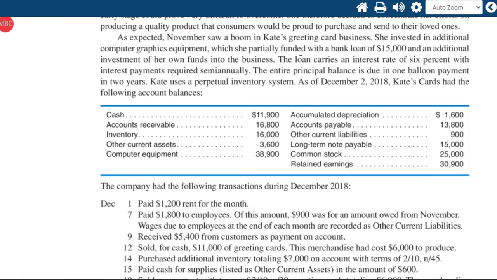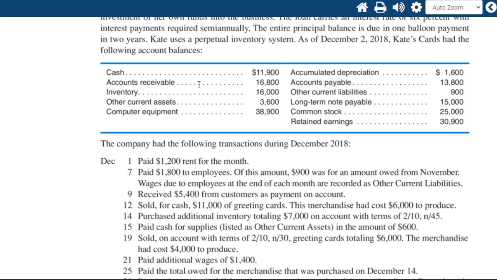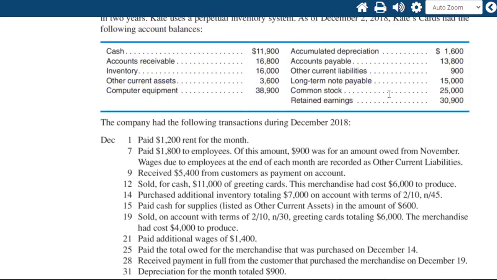So she gets a bank loan. So we have that. We have the principal balance on the loan being due in 2 years. That just means that she's not going to pay any interest from time to time. She's going to pay everything when it comes due in 2 years. It tells us we use the perpetual inventory system, which is what they explain in the chapter itself. And then they give us these account balances.